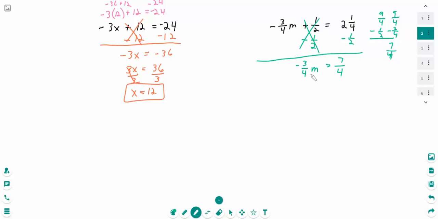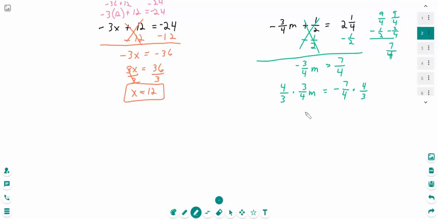Okay. Now I need to get rid of the coefficient. This would probably be a little bit easier again to get rid of the negative sign. So we'll do that. This is going to become a 3/4 m equals a negative 7/4, right? Because it was positive, now it becomes negative. Now to get rid of this 3/4, you can think of it as either dividing by 3/4 or multiplying by 4/3. I prefer to multiply by 4/3. It's a little bit easier just in the setup here. So we multiply both sides by 4/3.